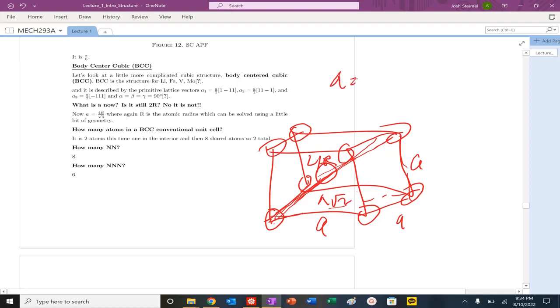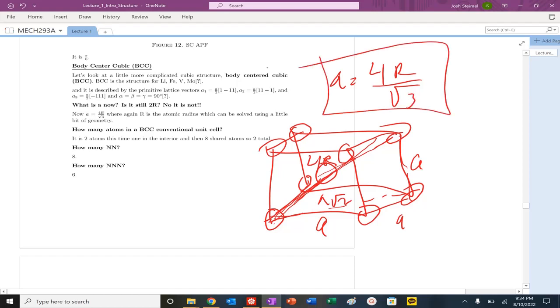My lattice parameter is going to be equal to 4r over square root of 3. Again, you can prove that geometrically. You can see that here. But anyways, you're seeing that the cell is actually greater than 2r, which is what we had previously. Our nearest neighbor distance is still 2r, atoms touching, but our lattice parameter A has gotten larger.